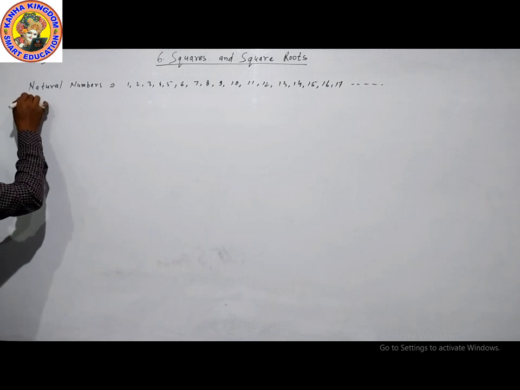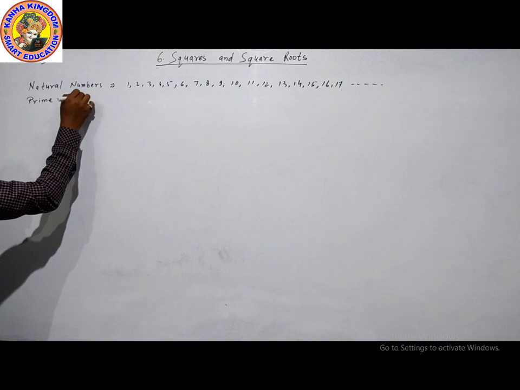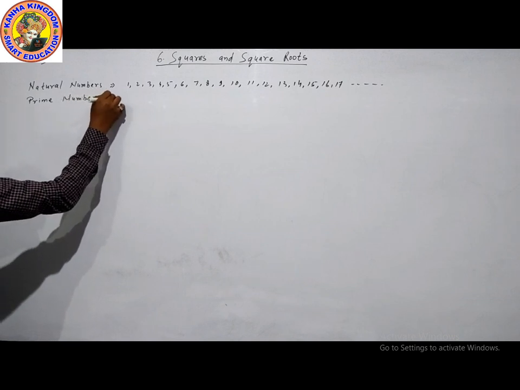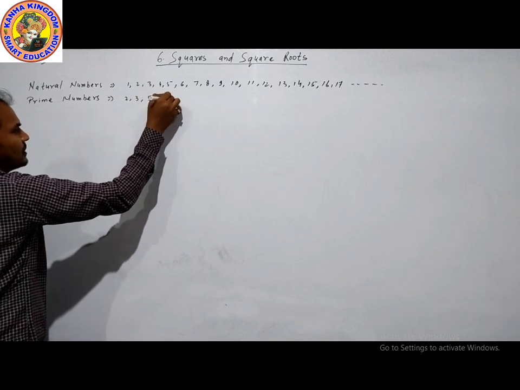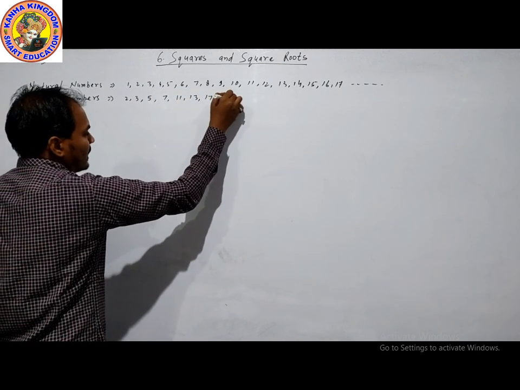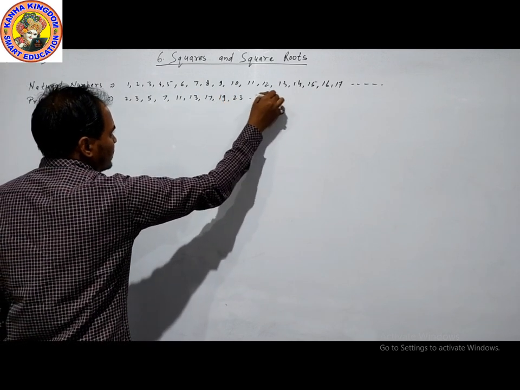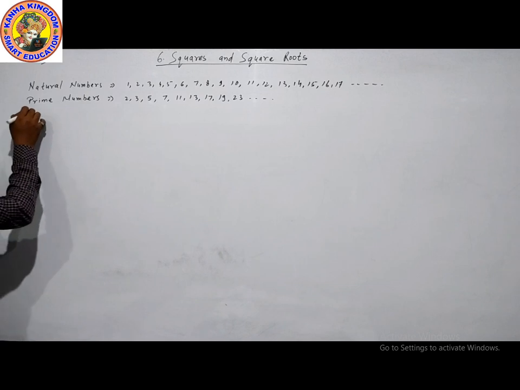Now taking prime numbers. The prime numbers are 2, 3, 5, 7, 11, 13, 17, 19, 23. These are our prime numbers. And what is a perfect square number?